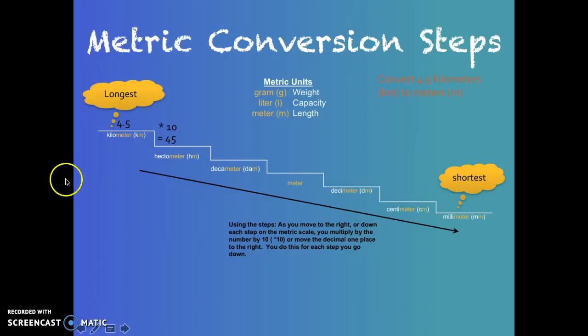So step 1 would change our number to 45. If we multiply by 10 again, that number is going to become 450. And if we multiply by 10 again, we're going to end up with 4,500. Notice that the decimal is moving one place to the right each time. So we've taken 1, 2, 3 steps, and our decimal moved 1, 2, 3 places to the right. So it takes 4,500 meters to make up 4.5 kilometers.